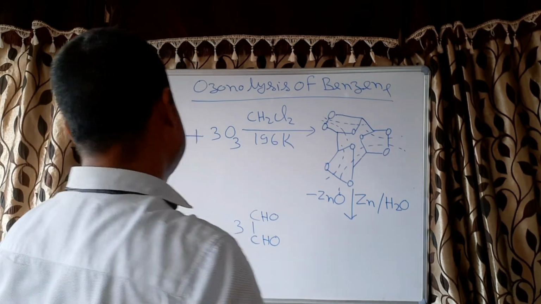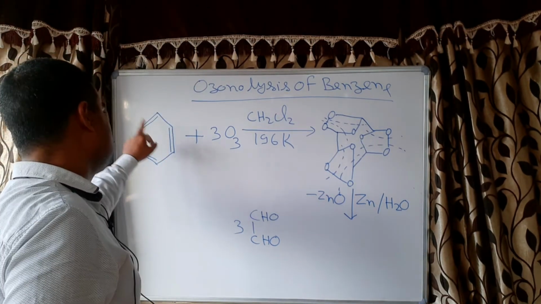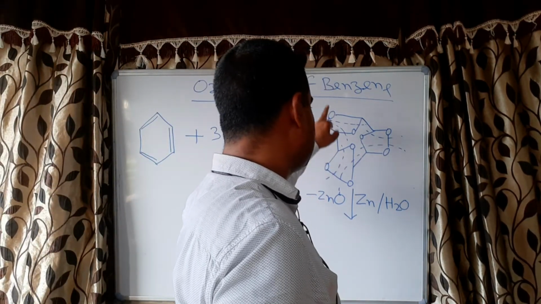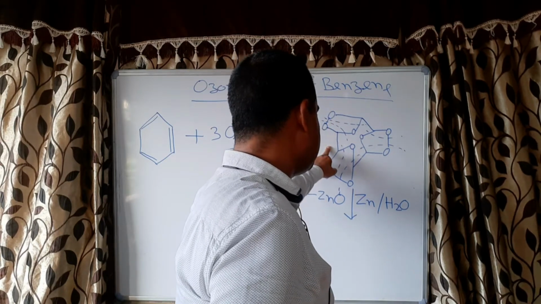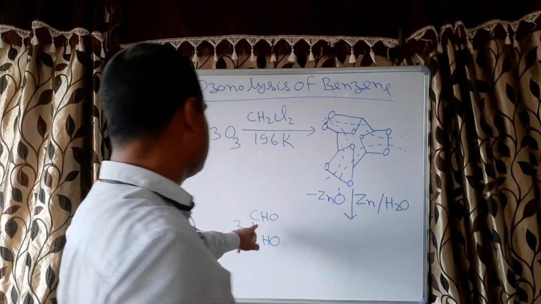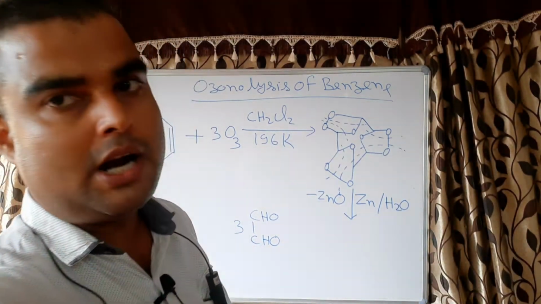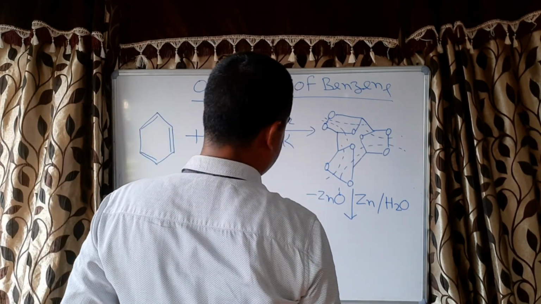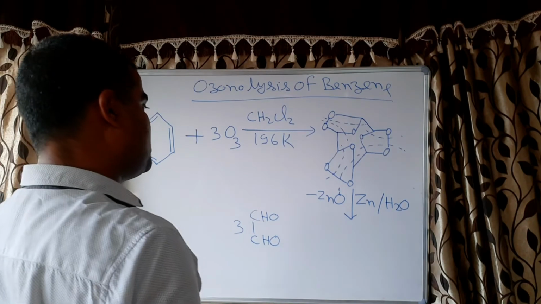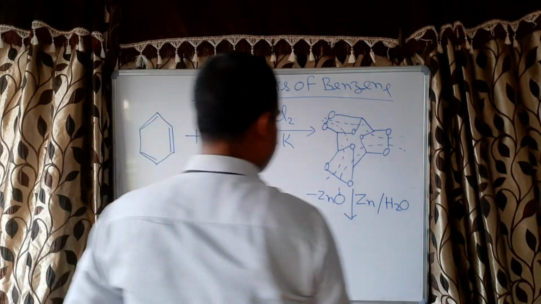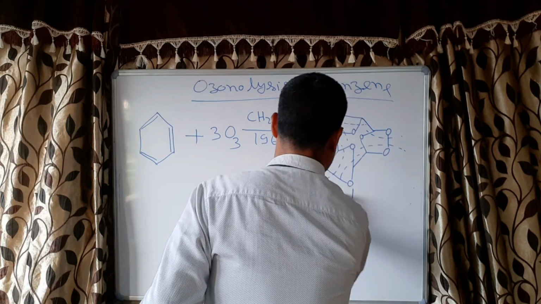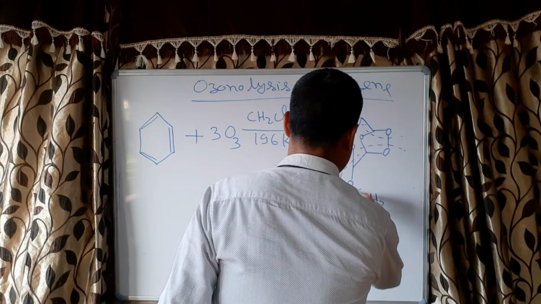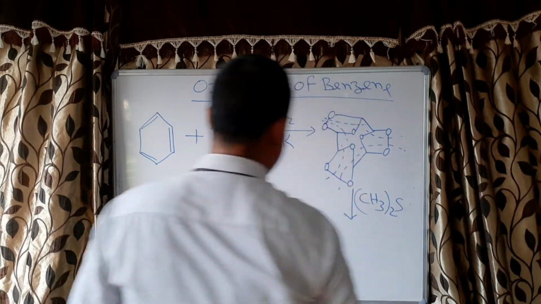Why reductive ozonolysis? The conversion of the benzene into the triozonide and the conversion of this ozonide into the carbonyl compound is called ozonolysis. Since there is a reductive cleavage, that's why it is called reductive ozonolysis. If we will use dimethyl sulfide, then what will it form?